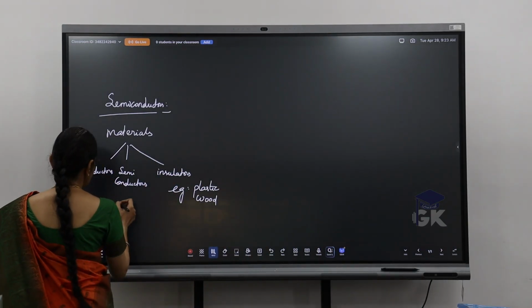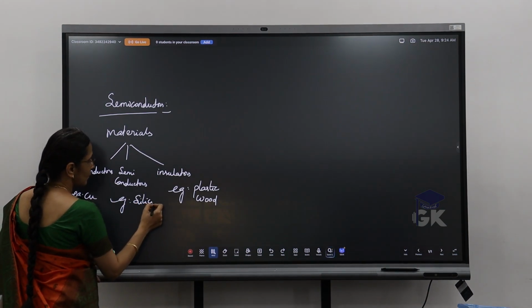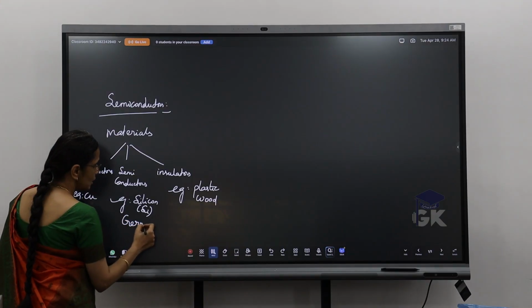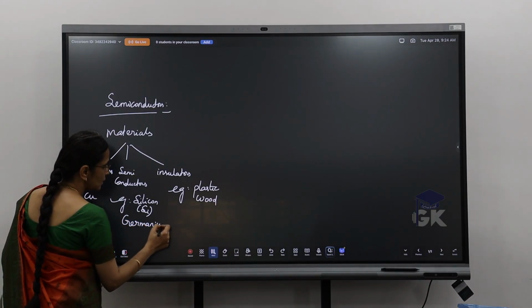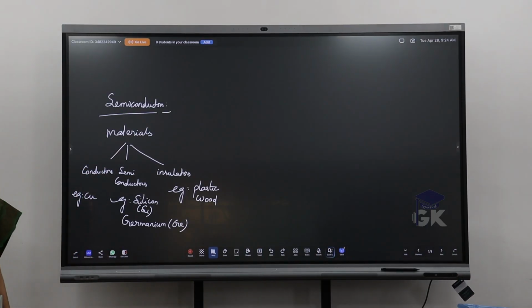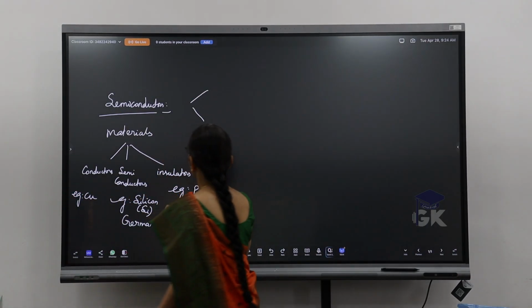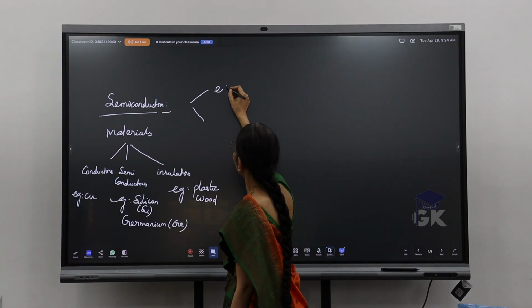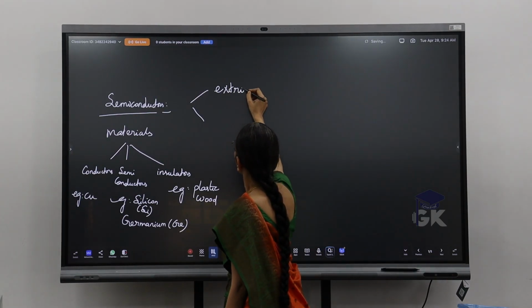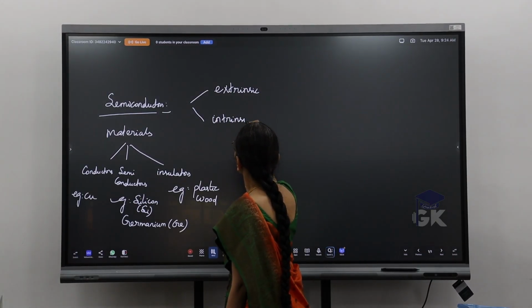So here, silicon and germanium are the classic examples. Now once again, if you take this semiconductor, there are two other categories. One we call the extrinsic and the other is your intrinsic.